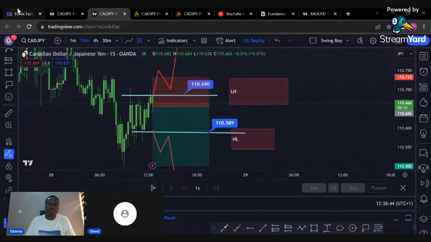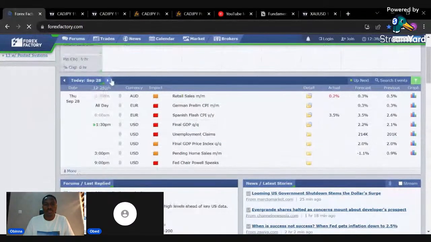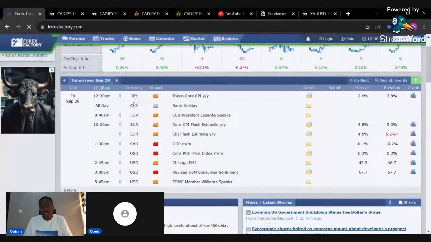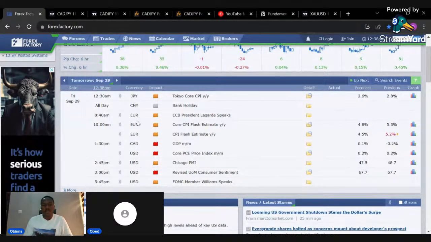Okay, so let me see what we have for tomorrow. So tomorrow you have Tokyo CPI. That is yen. Well, I won't be trading by that time. Way too early for me to be awake. By 8:40, did I say euro? This is yen, not euro. Okay, so by 8:40, this is euro. Lagarde, the president of the European Central Bank, will be speaking. Then by 10 p.m., you have core CPI for Euro.